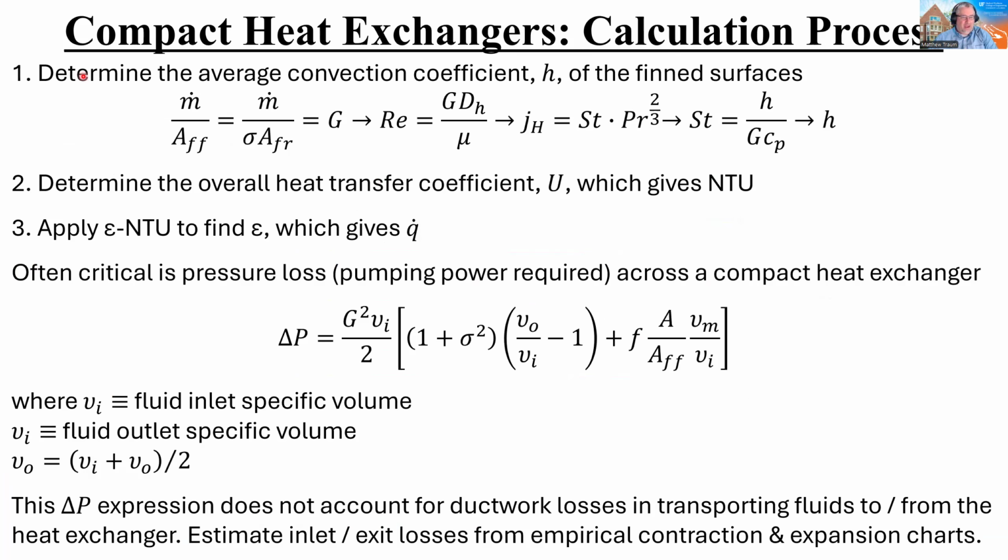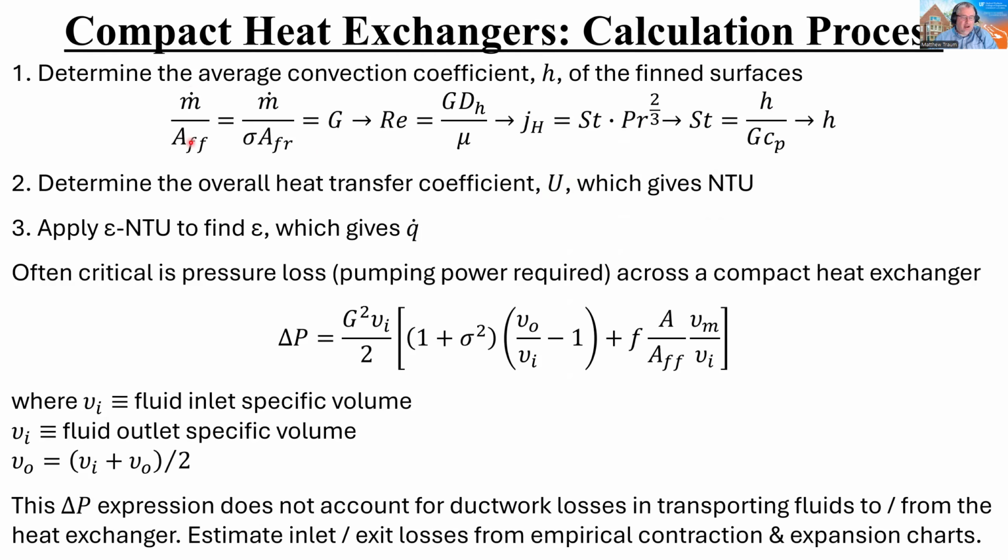So here are the steps for the calculation process for compact heat exchangers. We are going to determine the average convection coefficient h of the fin surfaces. We need h to get to U, right? Remember we talked about how to generate U from a set of resistances, resistances in series, in the LMTD method. So we want h to get to U. How do we get to h?